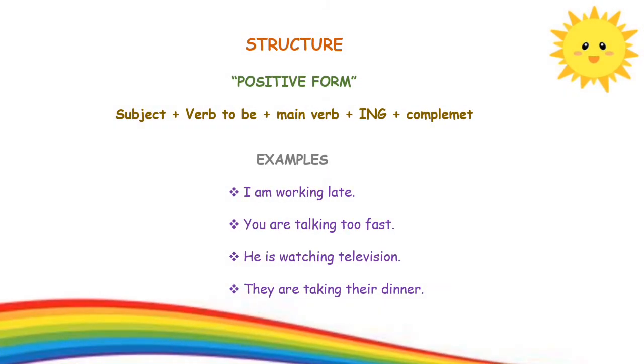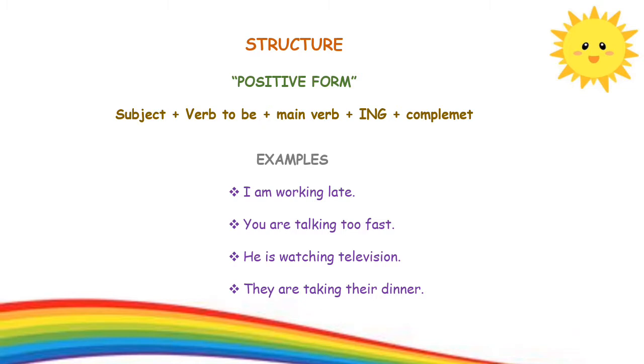Here we have the structure. We have the positive form, that is subject plus verb to be plus main verb plus ing plus complement. Here I have examples. I am working late. You are talking too fast. He's watching television. They are taking their dinner.